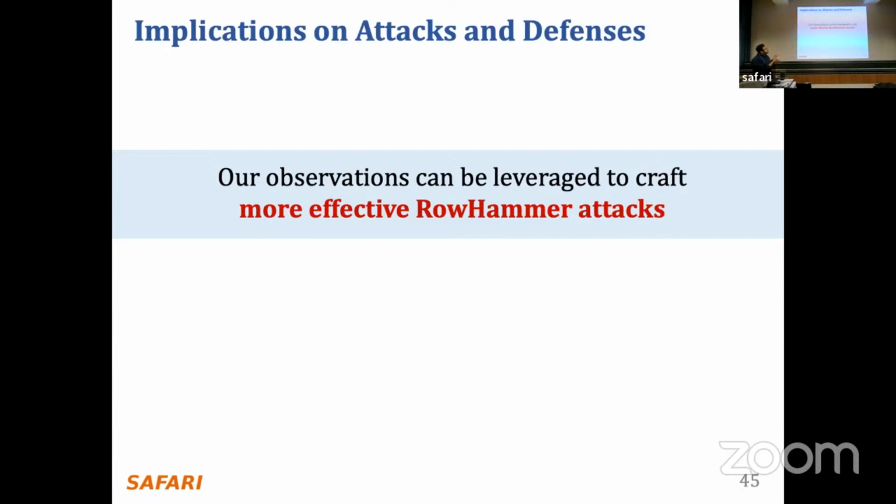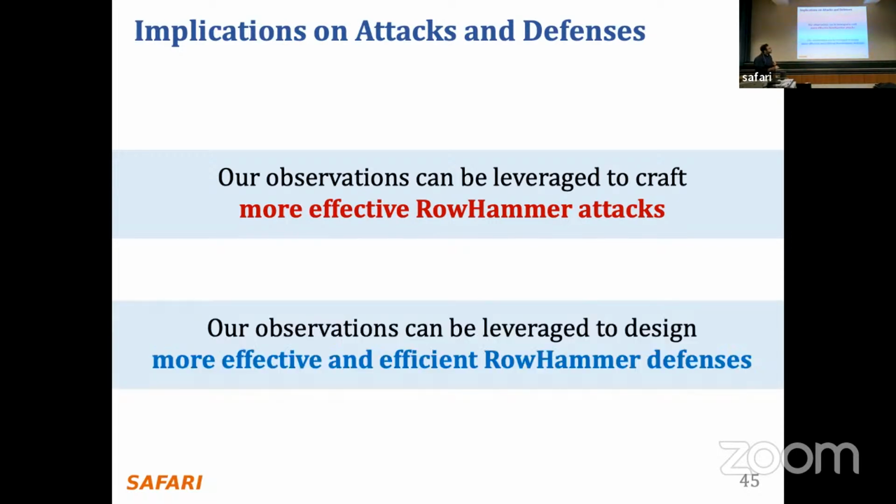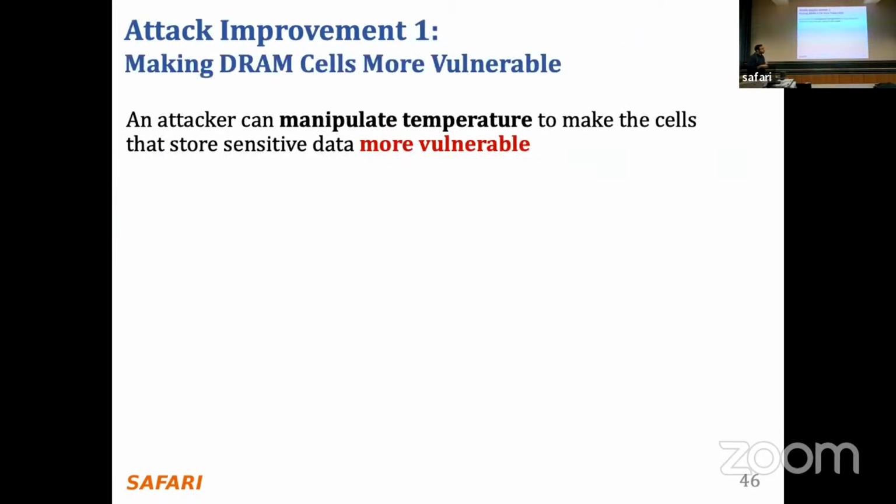So we conclude that our observations can be leveraged to craft more effective RowHammer attacks and more effective and efficient RowHammer defenses. And I'll show a few examples here. So this is an improvement on attack, for example. An attacker can manipulate the temperature. So this is our threat model here. An attacker can manipulate the temperature to make cells that store sensitive data more vulnerable.